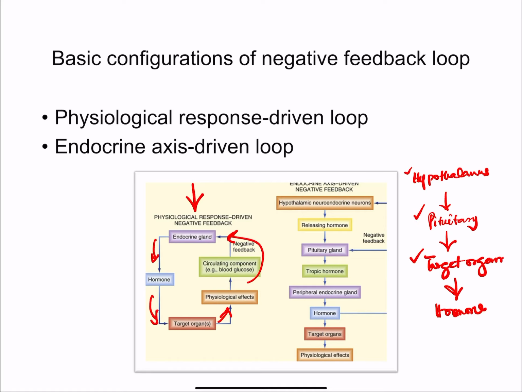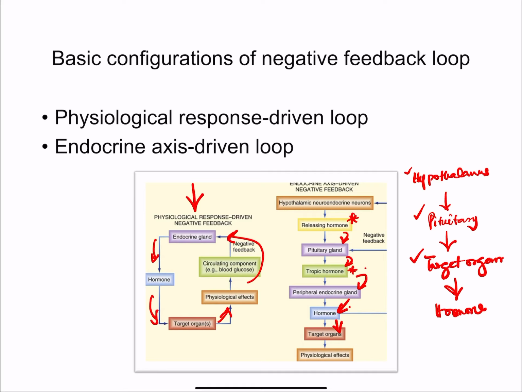and the target organ. And because of this, we know that the hypothalamus produces a releasing hormone, which then stimulates the pituitary gland, which then produces what we call a tropic hormone. We're going to talk about the tropic hormone in the next slide. And the tropic hormones are then going to stimulate the target organs or the peripheral endocrine glands, which then make the hormones, and then the hormones will lead to physiological effects.